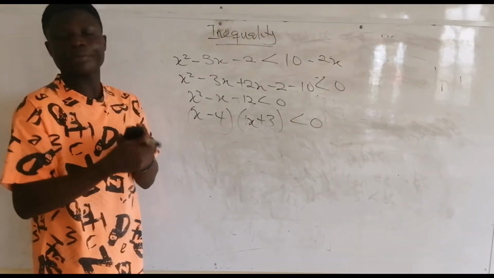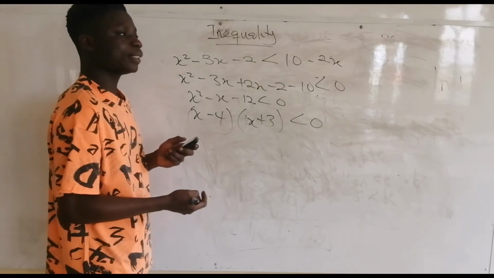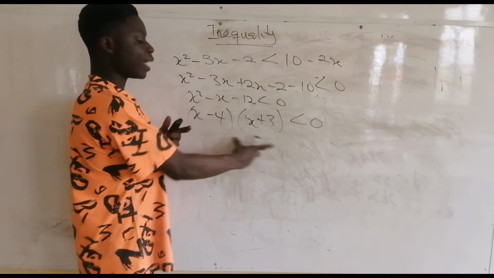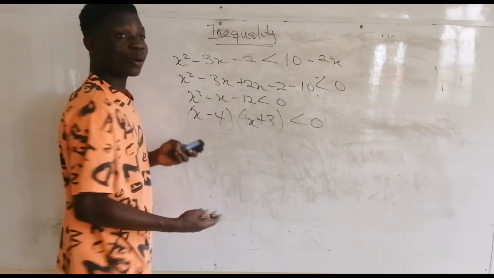Now this is where the issue comes from. When you get here, how we got this is by multiplying this by this, finding the two values that will give you this, and we have this. So with this, it means I'm going to find the value.